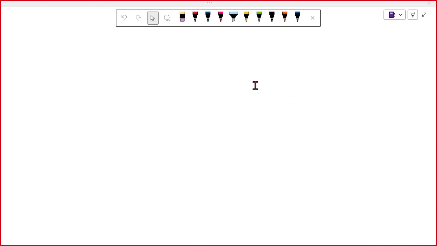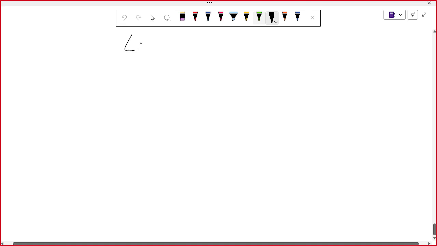Can you see the screen, all of you? Yes. Okay, we'll start with this linear inequation.